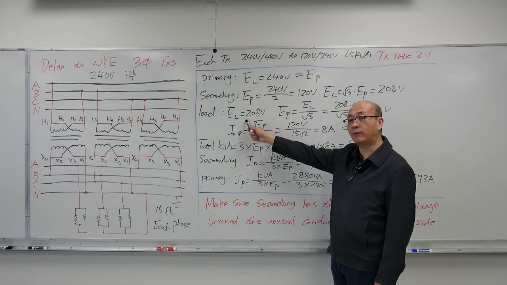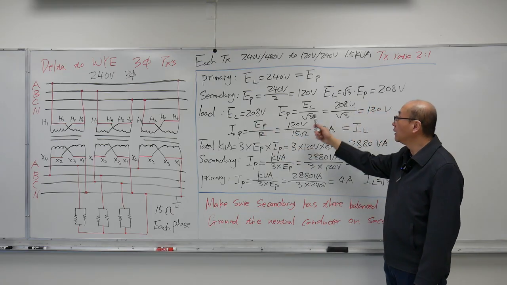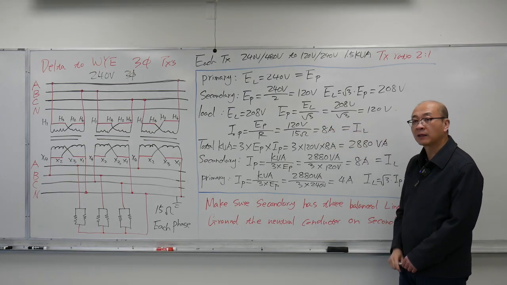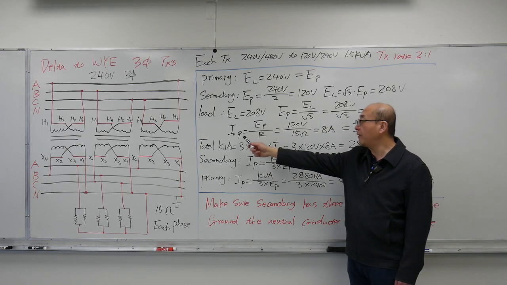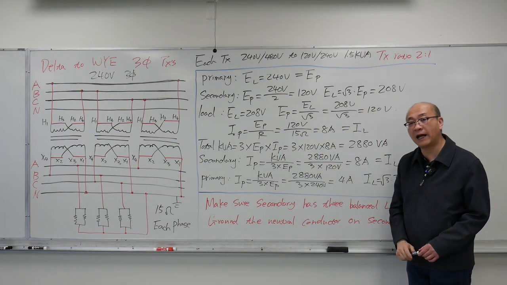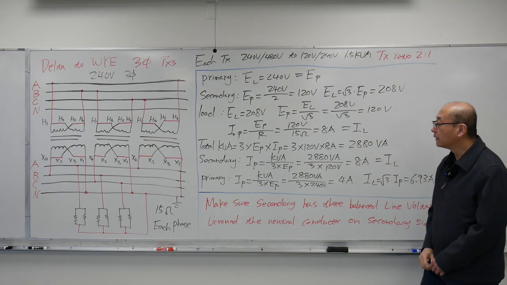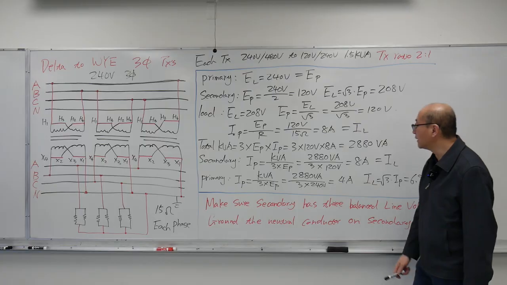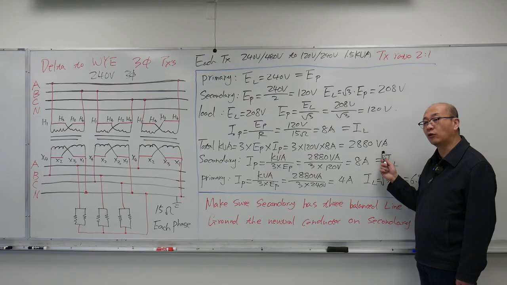The load is connected in Y, so the line voltage for the load comes from the secondary of the transformer bank. So the line voltage is 208. The phase voltage for the Y connected load will be √3 less, so 208 divided by √3 gives 120 volts. Once I find the load voltage, I can calculate the load current. Phase current for the load is phase voltage divided by resistance, which gives 8 amps. Because the load is connected in Y, the phase current is equal to the line current for the load. Now I can calculate the total VA for the load: 3 times E phase times I phase gives 2880 VA. That's how much VA the load is going to draw.